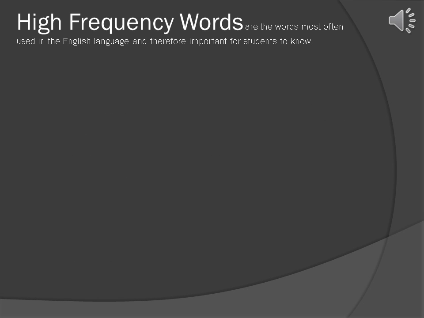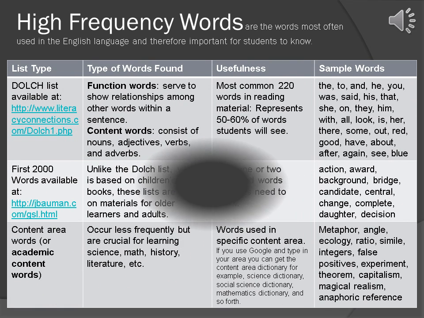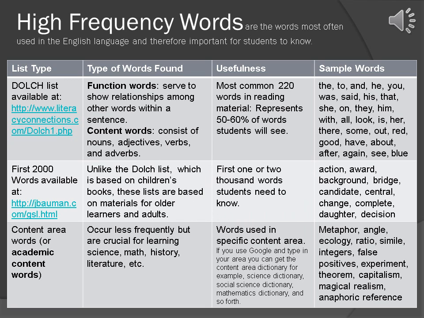High-frequency words are the words most often used in the English language, and therefore important for students to know. There are a couple of lists that can help us. The first list is the Dolch list. This list features function words, which are words that serve to show relationship among other words within a sentence, and content words, which consist of nouns, adjectives, verbs, and adverbs. This list is the most common 220 words in reading material and represents about 50 to 60% of words students will see. Some examples from this list are the words the, to, and, he, you, was, and said.